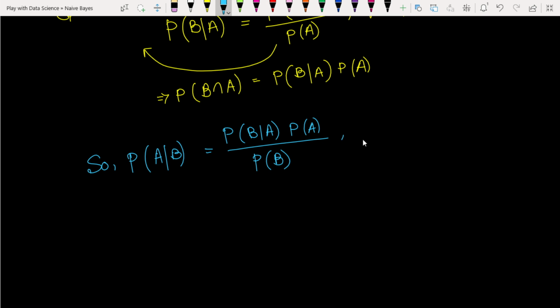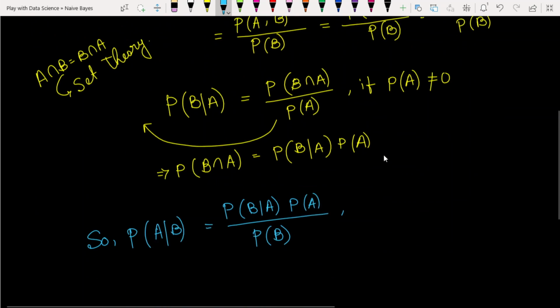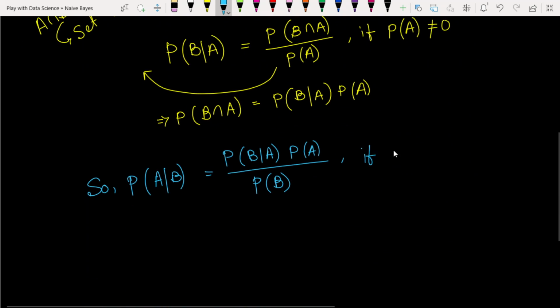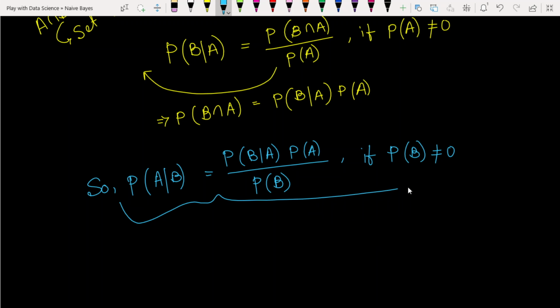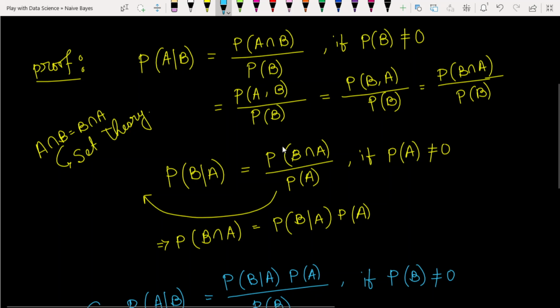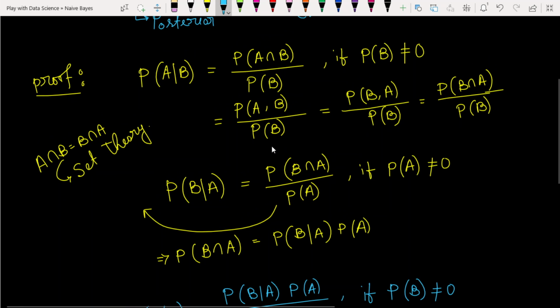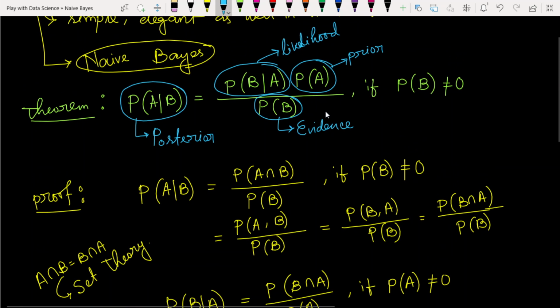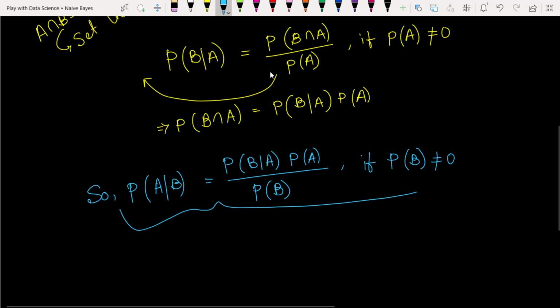So if our probability of B is not equal to 0, this is called the Bayes theorem. I think you have the proof simply by using the conditional probability definitions, we can easily prove this. This is a 3-line proof. Okay, this one is called the Bayes theorem.